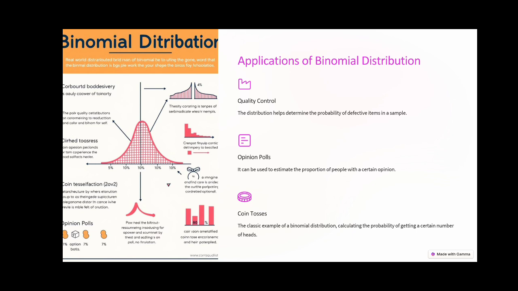It is also used in opinion polls. That is, in opinion polls there might be several options of opinion, so we can calculate the proportion of people with a certain opinion using binomial distribution.